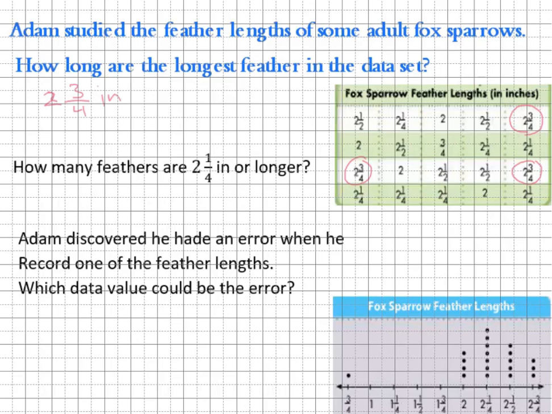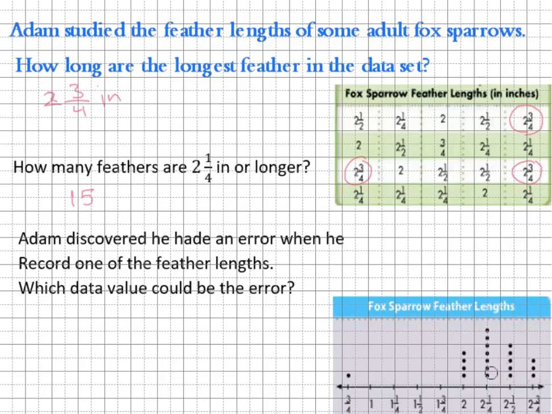Now he asks, how many feathers are 2.25 inches or longer? Maybe 2 and 1/4 or longer than 2 and 1/4. We can count from the dots because here it is very hard. This is 2.25 and all of these dots are bigger than 2 and 1/4. We can count these dots: 1, 2, 3, 4, 5, 6, 7, 8, 9, 10, 11, 12, 13, 14, 15.